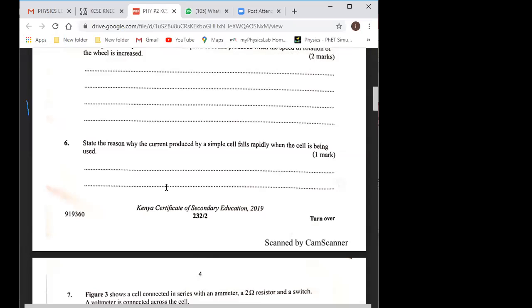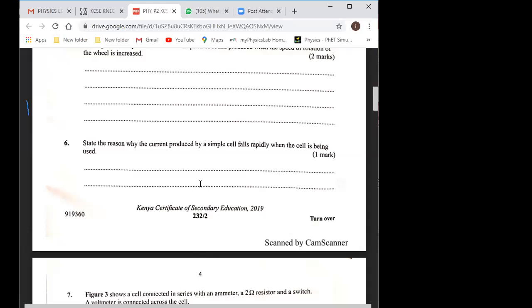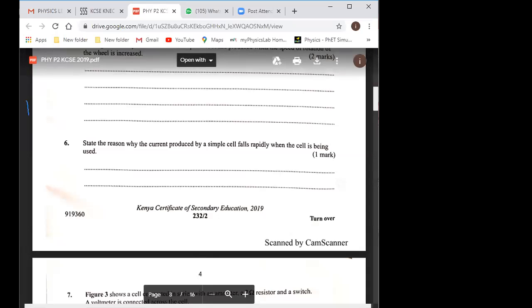Local action. Due to polarization on the anode. That is it, polarization on the anode. Another one is the other defects, local action. So those are the two main reasons that are going to result in the current being reduced.